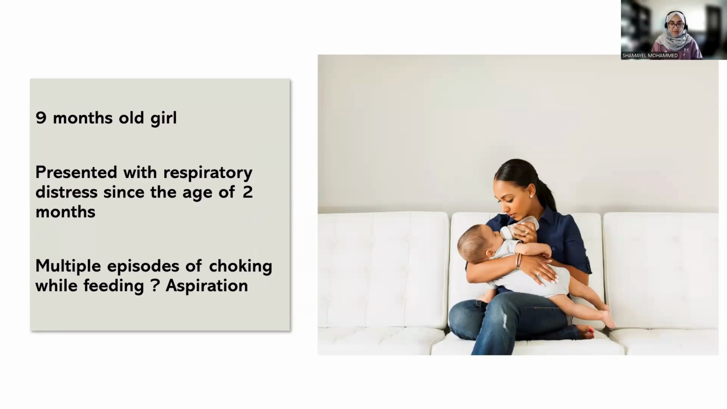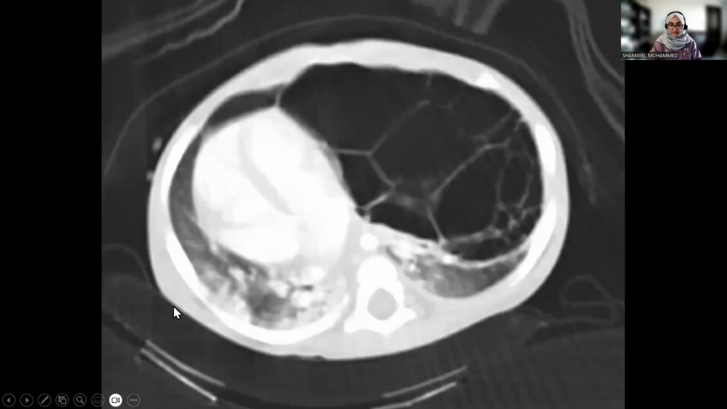Okay, friends, let's start with an example. So this is a 9-month-old girl who presented with respiratory distress since the age of 2 months. The mother reported abnormal chest movements and multiple episodes of choking while feeding. So a part of workup included a CT chest, which showed a large multiloculated cystic lesion almost occupying the left thoracic cavity, most likely arising from the left lower lobe with a mediastinal shift.